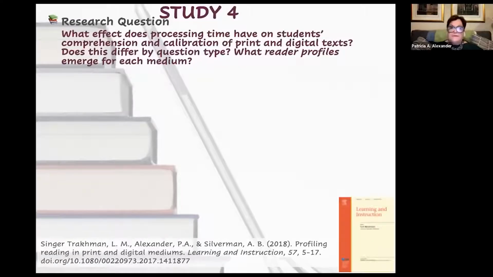So again, you've seen these same kinds of issues before, but we add the question of reader profiles and what reader profiles emerge across these two mediums. Now I'll say here, because I don't want to forget to say it, we found that the same sort of profiles came out in both mediums, so whether it's print or digital, these same profiles I will describe to you emerged under those conditions. Those students could move from one to another to some extent, and they did.